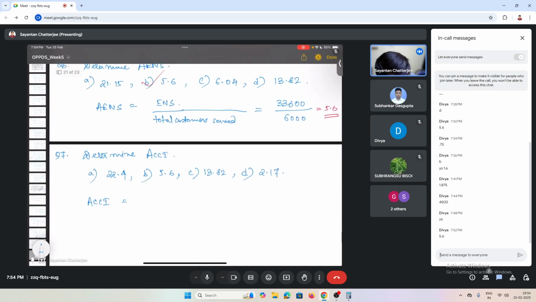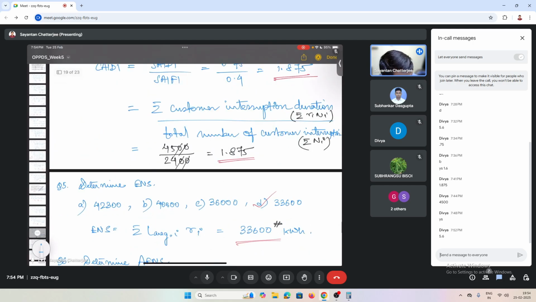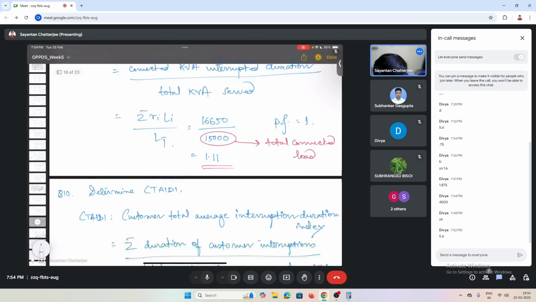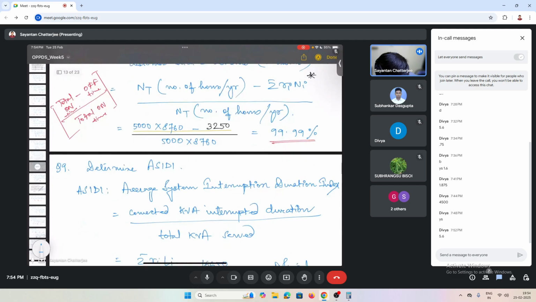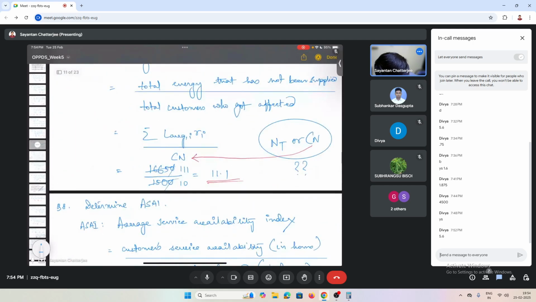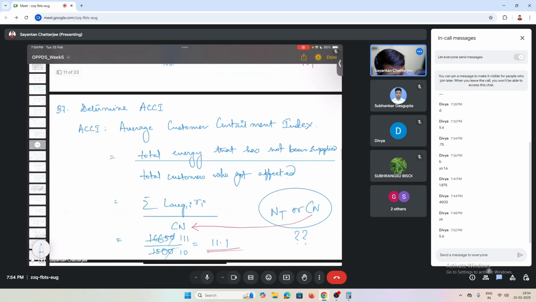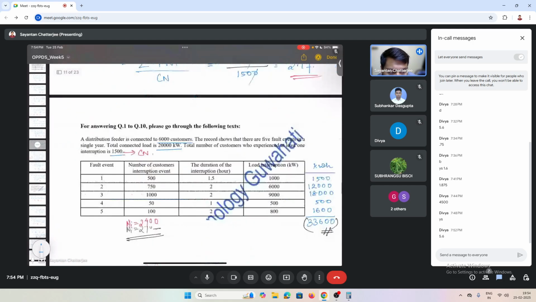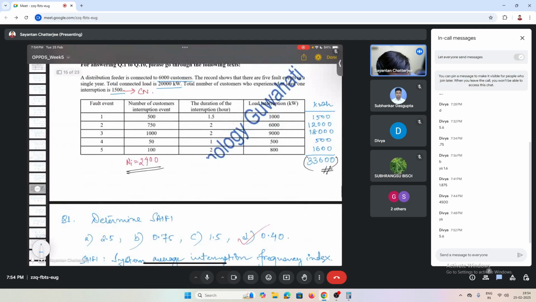ACCI duration we have already calculated, right? Total energy not supplied, ACCI, total energy that has not been supplied. So the time of interruption multiplied with the total connected load at that instant. This, when multiplied, would give the value of total energy, the total kilowatt-hour. That will give the total amount of energy that has not been supplied over that duration, right?